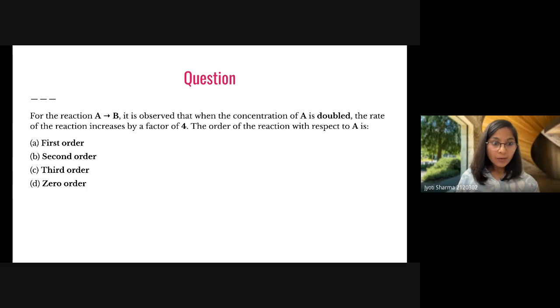Something is happening. Are you people able to see my slides? Okay. Because my pen is not working, I just have to show you the solution without explaining much.